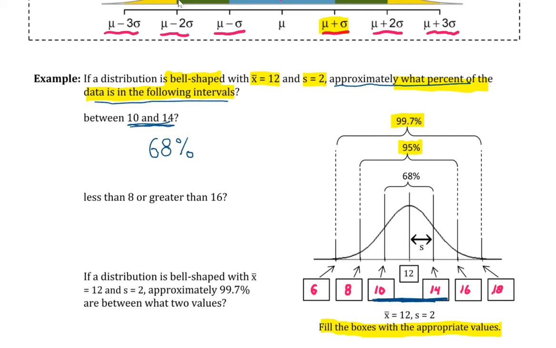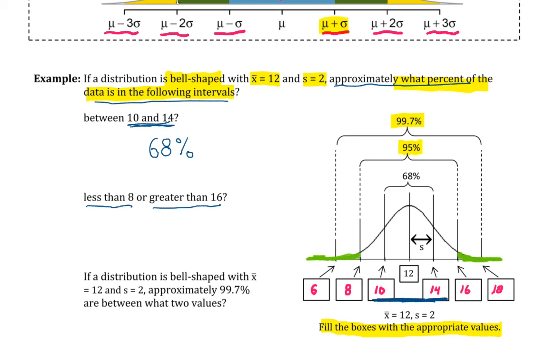Okay, next one. Approximately what percent of the data is less than 8 or greater than 16? Now, notice that less than 8 would be this region here, and it goes all the way out to the tip. And greater than 16 would be this region here. And remember, it goes all the way out to the end.